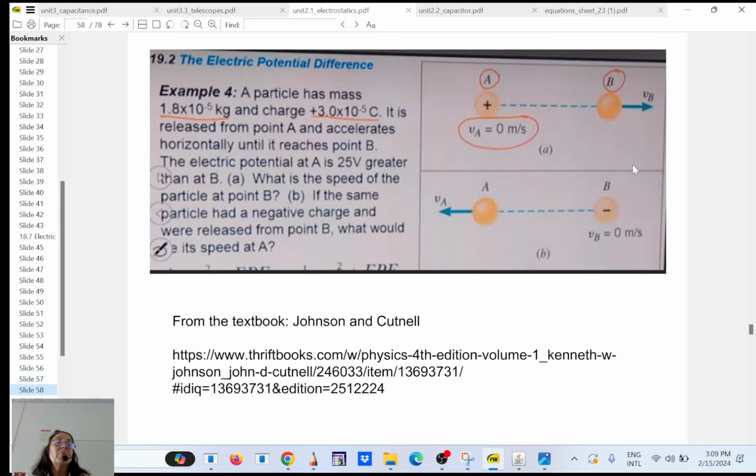Now, if you do the opposite, if you put a negative charge, it wants to do the opposite, okay? Positive charge wants to go from high potential to low potential. Negative charge wants to do the opposite. It wants to go from low potential to high potential. Why? Because high potential means plus. Minus wants to go to plus.